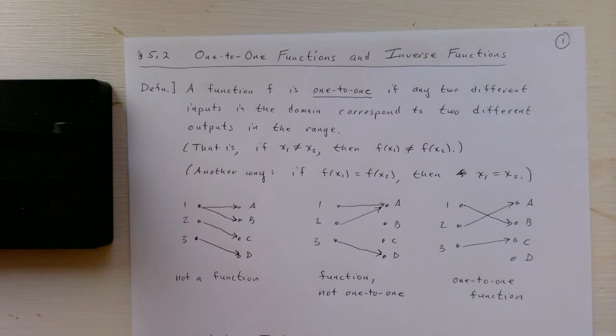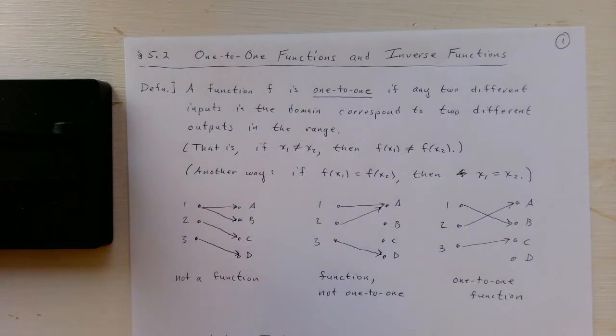And we say a function f is one-to-one if for any two different inputs in the domain, they must correspond to two different outputs in the range. Basically, if x1 and x2 are two numbers that are different, then they must go to different outputs: f of x1 is not equal to f of x2. Another way of thinking about this: if a function is one-to-one and f of x1 equals f of x2, then x1 equals x2. So basically, different inputs mean different outputs. That's the way to remember it for a one-to-one function.